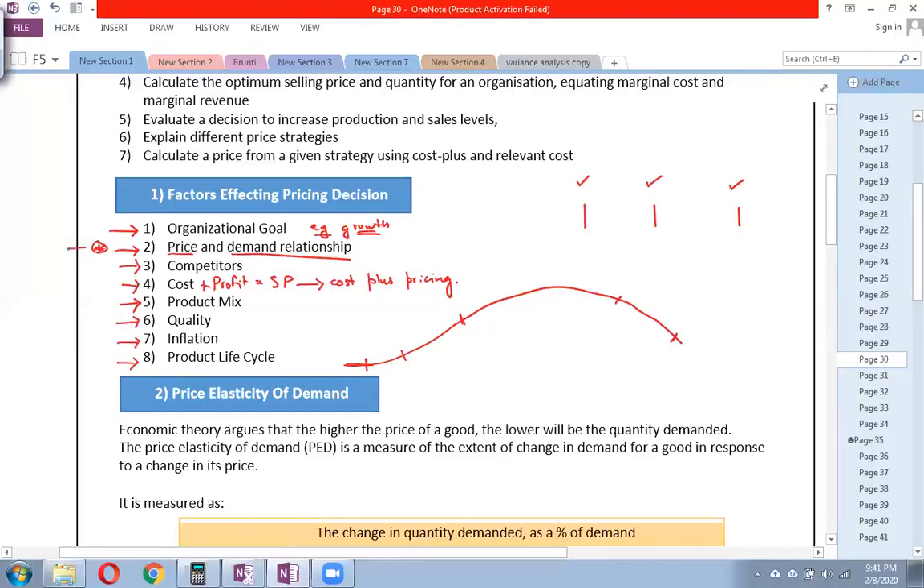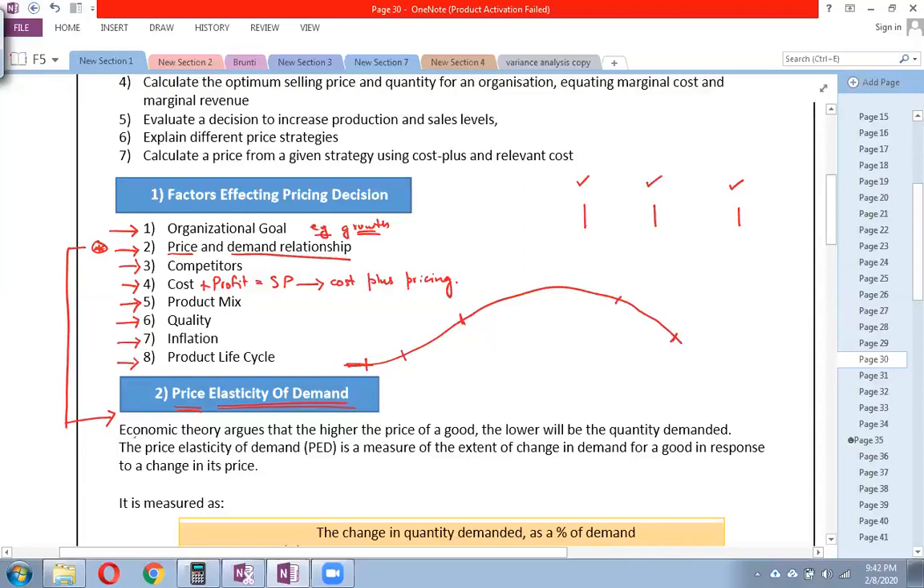And the price and the demand relationship can be covered under the topic of price elasticity of demand, right? Now, if you have done F1 or F2, right, you would know what is price elasticity of demand, right? Okay, so what is price elasticity of demand? Price elasticity of demand, right?